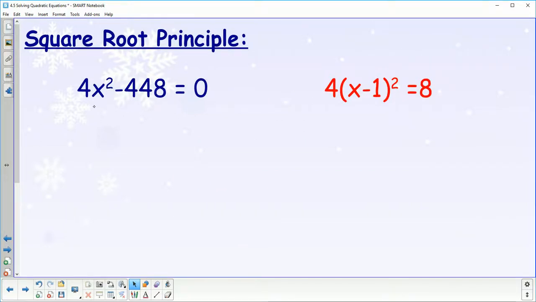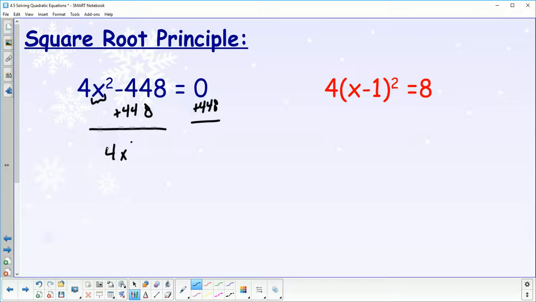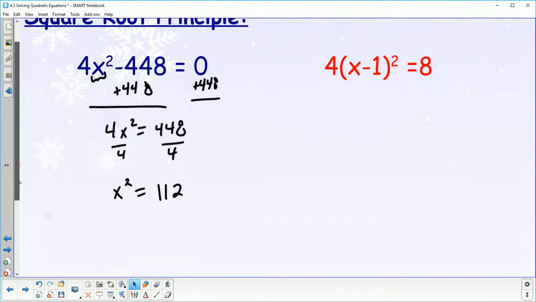Okay, a couple examples here. So one of each type. This is our x squared term, so we want to get that by itself. And we're going to do that just like you would have done in a linear equation before this. We'd start by adding 448 to both sides. As always, we need to keep things balanced. And so we end up with 4x squared equals 448. And then we're going to divide both sides by 4. So now we have our x squared by itself over here, and that's going to end up equaling 112.